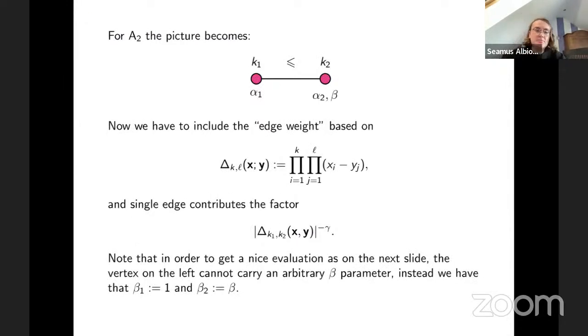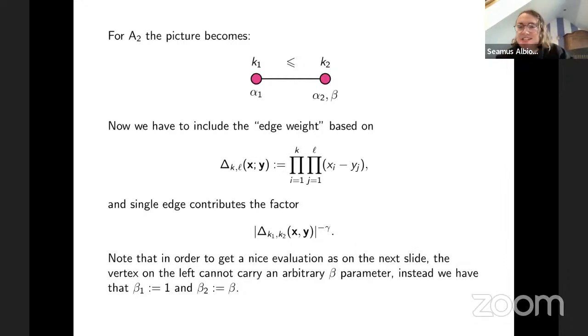But what about A2? Well, so for A2, things get a little bit more complicated. So now I have a pair of integers. So each vertex is going to get an integer, but I need to impose an ordering on the integers. So one needs to be larger than the other. And I'm choosing that the vertex on the right here is going to carry the larger integer. And moreover, each vertex is associated with its own set of variables. So I have now two sets of variables. Okay. And these sets of variables need to interact somehow.